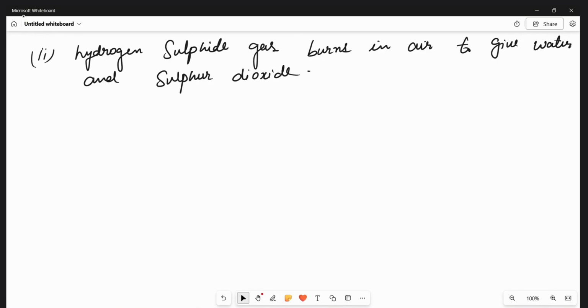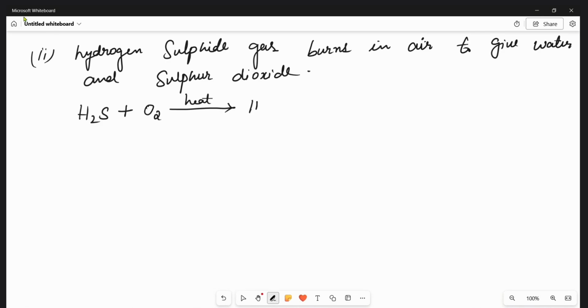Try. Listen. Here, hydrogen sulfide is H2S. Now, burns in air. Earlier also I have told that burns in air means it is combining with the oxygen. Wherever you get burns in air, it means it is combining with the oxygen. So it is O2. Burns means it is heated. Hydrogen sulfide burns in air, we get water and sulfur dioxide.